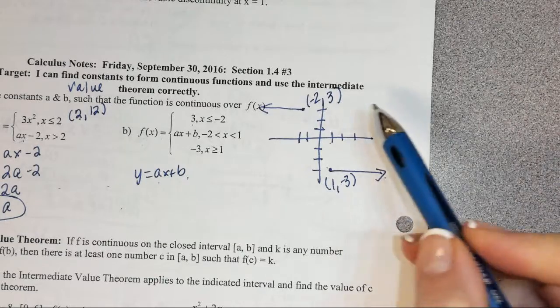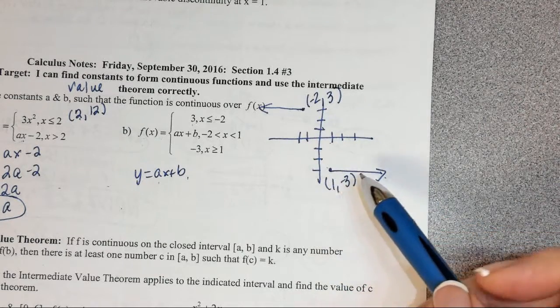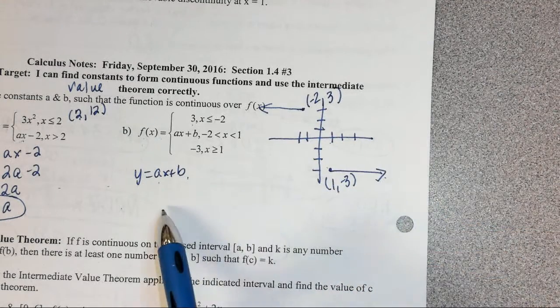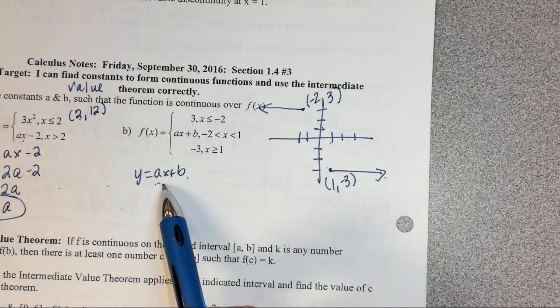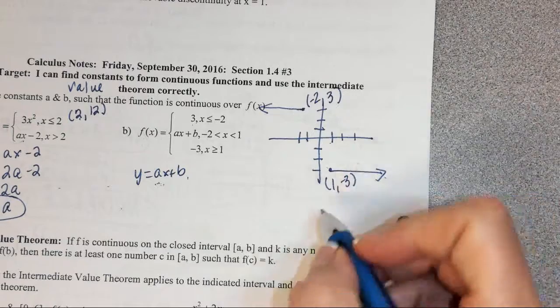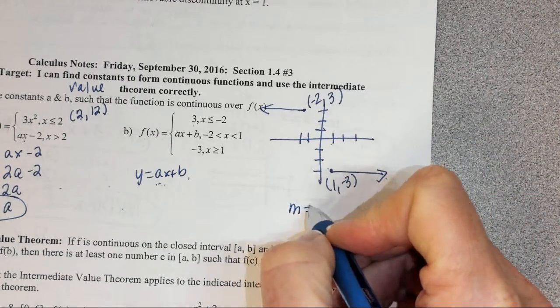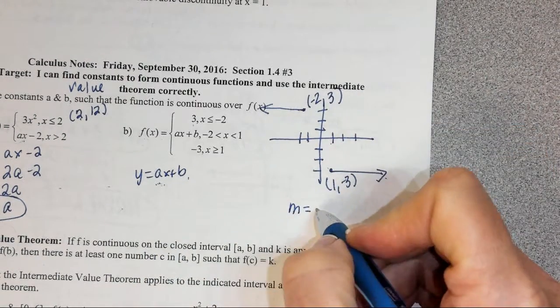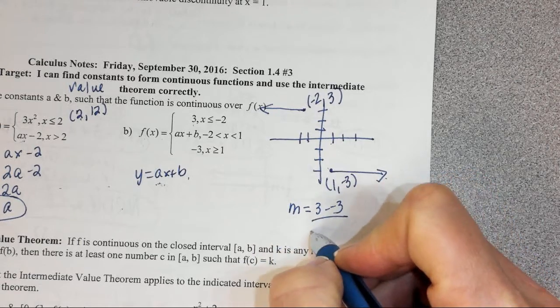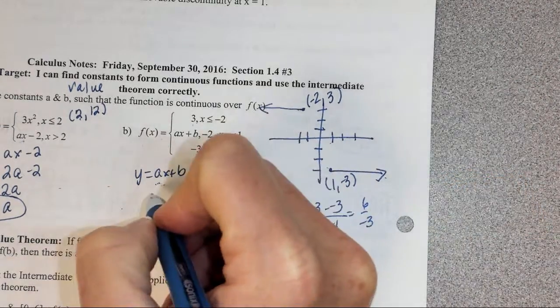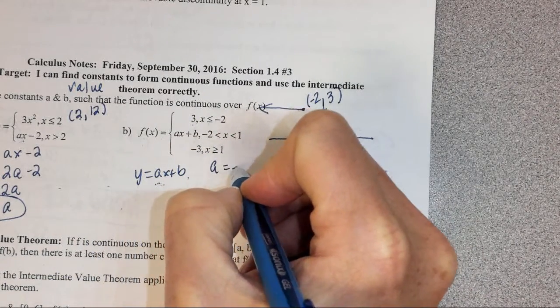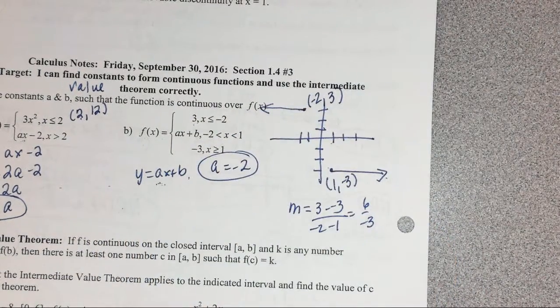All right. So why is it helpful to find the slope? Because if you know it's continuous, you know there should be a line. Yeah. A is going to be equal to the slope, isn't it? So he's right. We can just find the slope here. So to find slope, m, also a, I do 3 minus negative 3 over negative 2 minus 1. That gives me 6 over negative 3. And so therefore a is going to have to be negative 2 to make that work.